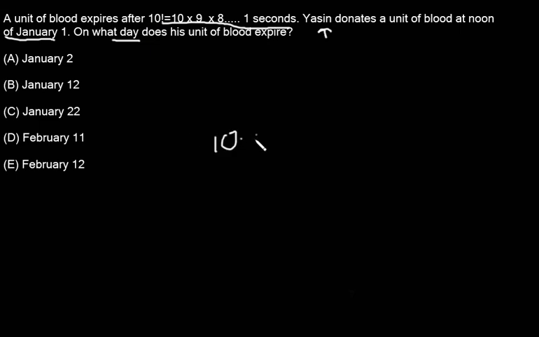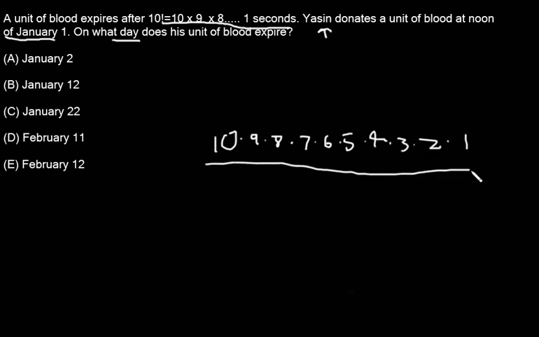We know this is how many seconds it takes, so we're going to write that down: 10 times 9 times 8 times 7 times 6, 5, 4, 3, 2, 1. We're going to draw a fraction line, because we're going to divide this by the number of seconds in a day. We know that 1 minute is 60 seconds, 1 hour is 60 minutes, and 1 day is 24 hours. So we have this down.